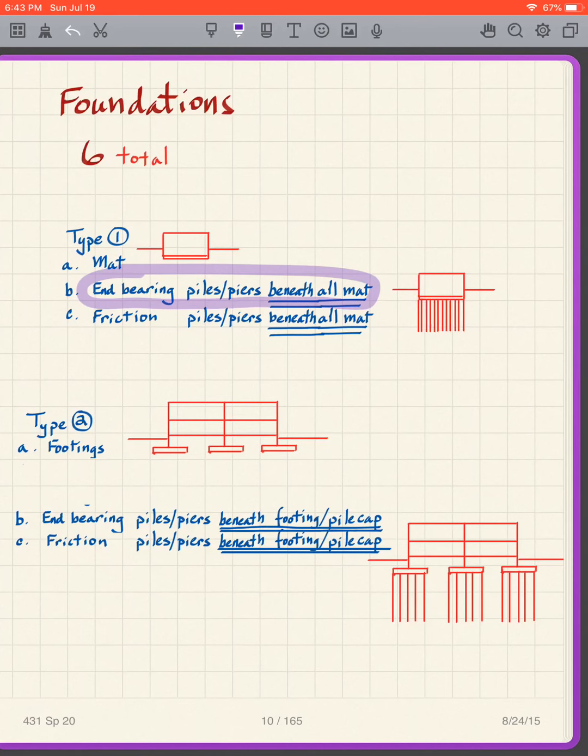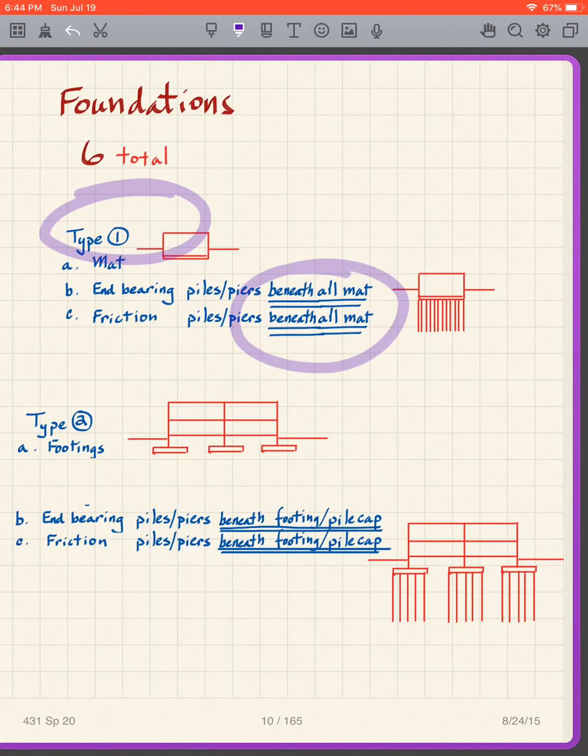And we've looked at these. Now I want to throw in another one, which we're going to call friction piles and piers beneath the entire mat. So we have end-bearing piles and piers, we have friction piles and piers, and I will explain to you the difference between the two and how we're going to handle them differently for settlement analysis purposes. So this is the type 1 foundations. The key is that everything goes beneath the entire mat. We use the entire mat, our B is equal to the building width.